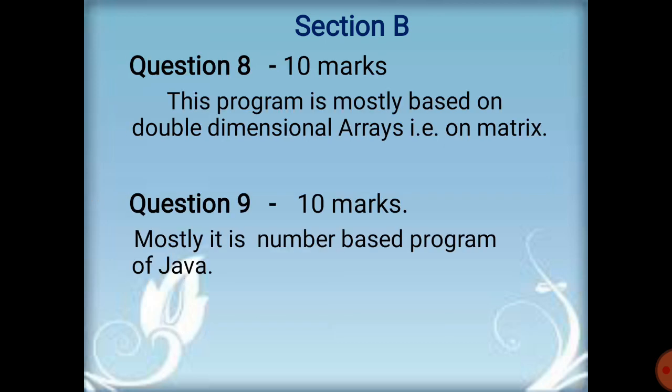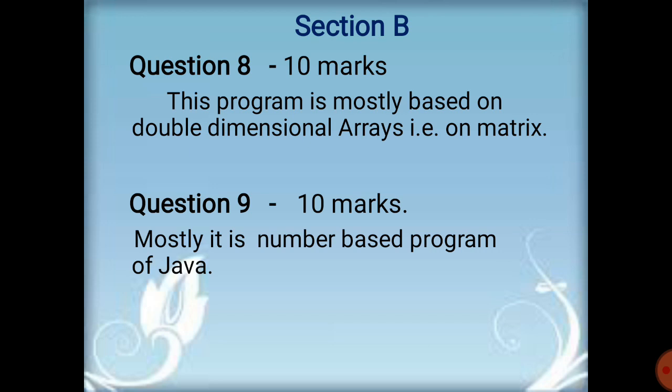Now question 8. Question 8 is also a single programming question of 10 marks. Here programs are mostly based on double dimension arrays, that is on matrices. Question 9 is also a program of 10 marks, and mostly it is a number based program of Java. In this way, section B contains 3 questions based on Java programming. Each question is of 10 marks. Within this, we have to choose only 2.